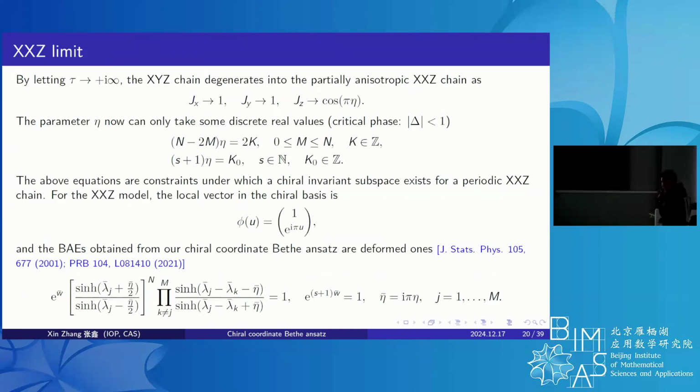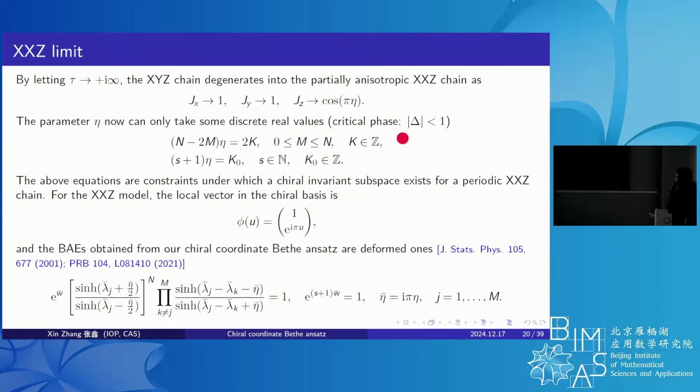And then there is the discussion about what happens for the XXZ model. If we start from the XYZ chain, we can get the partially anisotropic XXZ chain by letting one of the periods of the elliptic function go to infinity, and then we get the XXZ chain. We just consider this root of unity condition. Here the parameter eta can now take some discrete values because tau goes to infinity, so eta is just real.